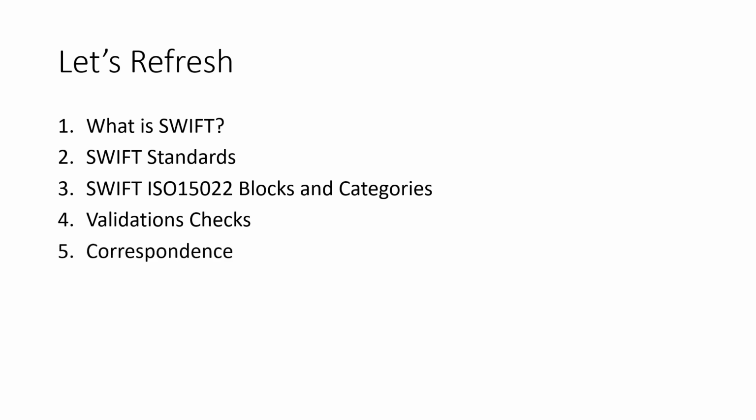Lastly, we discussed the concept of correspondence, where two banks have an RMA agreement, or a relationship management agreement, by setting up two accounts, one at each bank, where one is called the Nostro account and the other one is called the Vostro account.